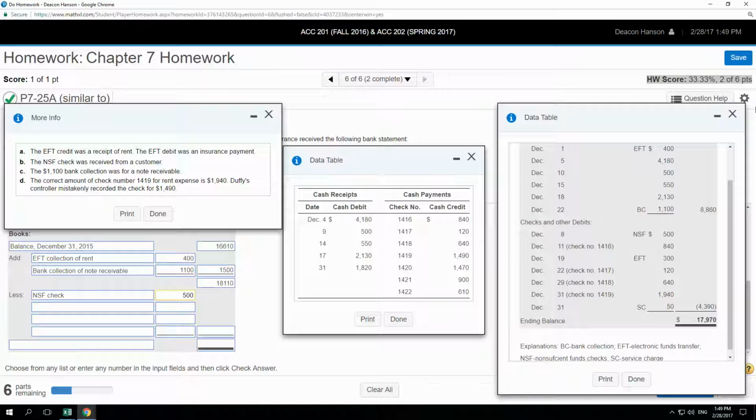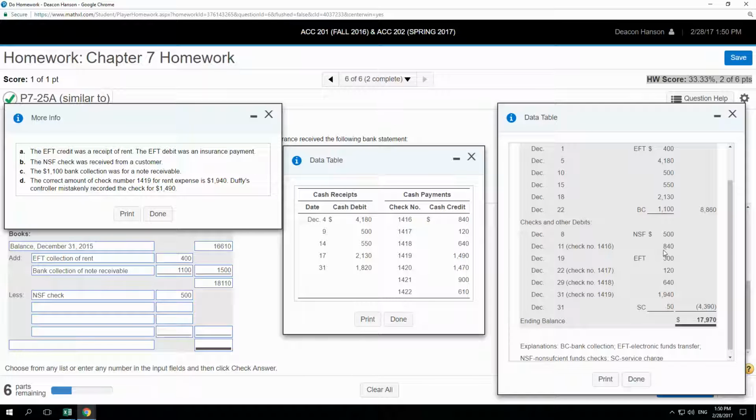This is the way it probably went down. We collected $500 from a customer. They sent us a check for a bill that they owe, right? And we took that check down and we deposited it, but when it ran through the bank, it was no good. So we're going to have to actually reverse this check out eventually. So we're going to subtract that from our balance for our records. Technically, I'm subtracting that 500 from this 16,610, the original balance.